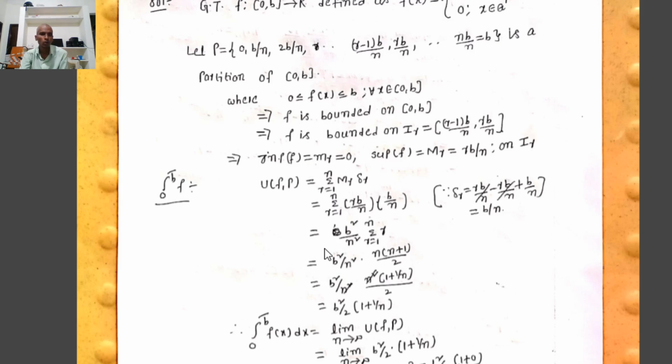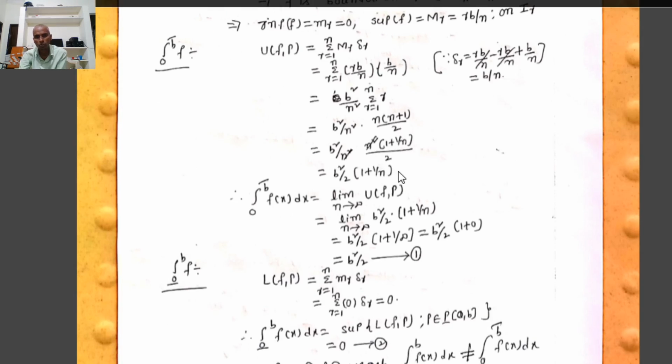Therefore that is equal to b square by n square into summation r equal to 1 to n of r. Summation of r from 1 to n can be written as 1 plus 2 plus 3 and so on up to n. Therefore summation n equals n into n plus 1 by 2. So that is b square by n square into n into n plus 1 by 2. Taking n common in the numerator, n into n into 1 plus 1 by n by 2, n square cancels. So UFP equals b square by 2 into 1 plus 1 by n.